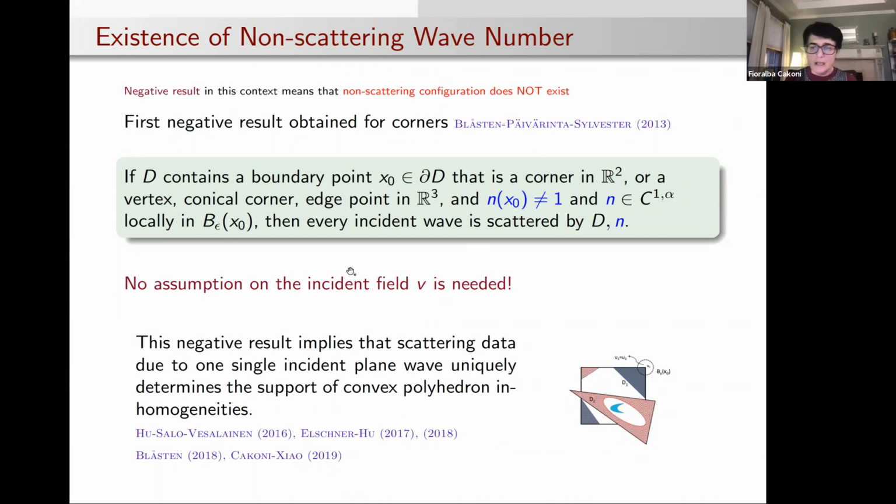And roughly they show that if there exists a singularity on the boundary where the refractive index is not one, not the same as the background, then actually V cannot be extended outside as a solution to the Helmholtz equation. So the set of transmission eigenvalues is infinite, the set of non-scattering wave numbers is empty, right? So none of the transmission eigenvalues is a non-scattering wave number, okay?